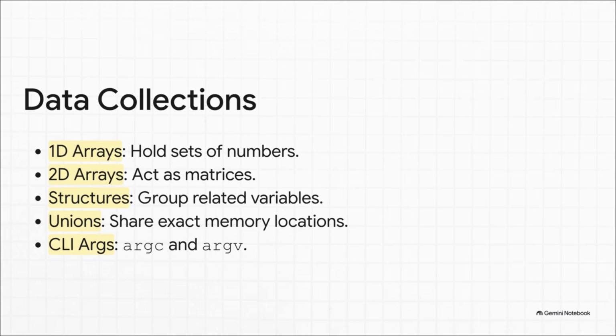We can also use unions to share exact memory locations between variables, and utilize command line arguments, argc and argv, to pass data directly into our program the very moment we launch it.